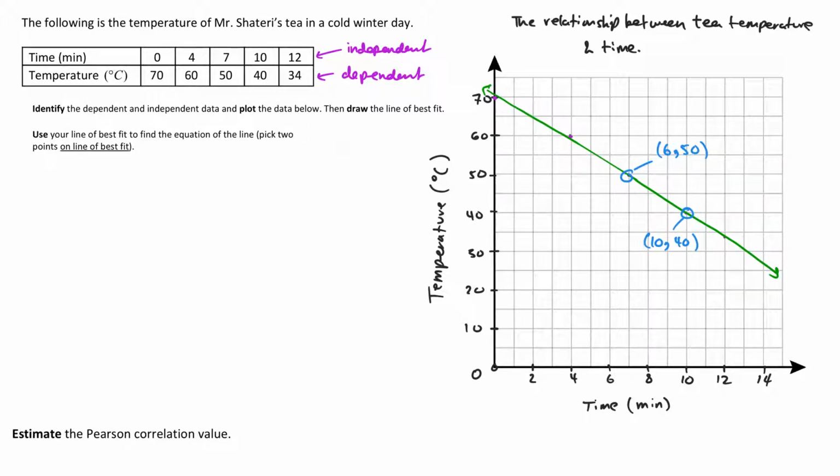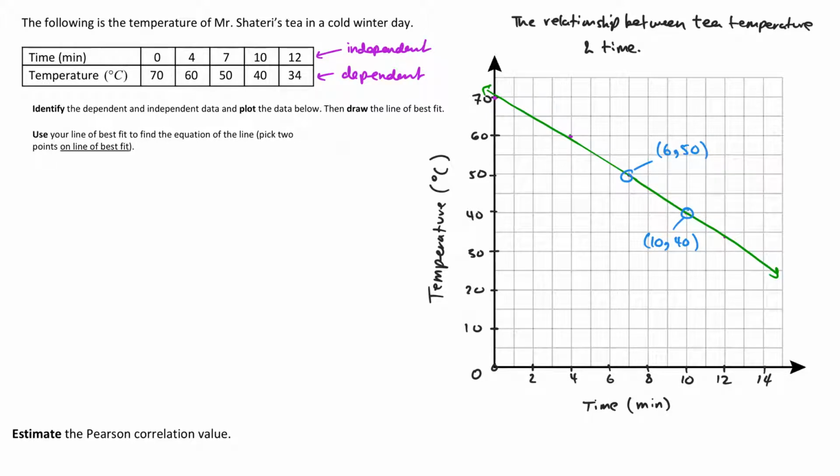Once again, the point needs to be on the line of best fit, so this point and this point cannot be selected, and we're lucky in this case that we have 2 points that actually are on the line. If they were not, we couldn't actually pick these points. We had to choose another point over here. So let's use those 2 points to find our equation of the line.